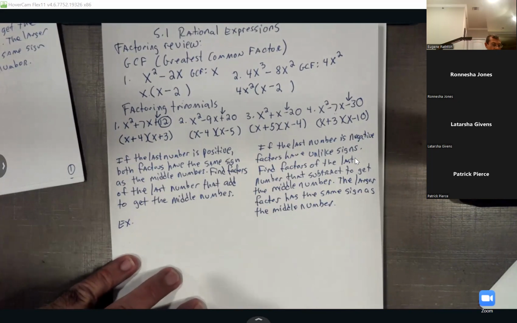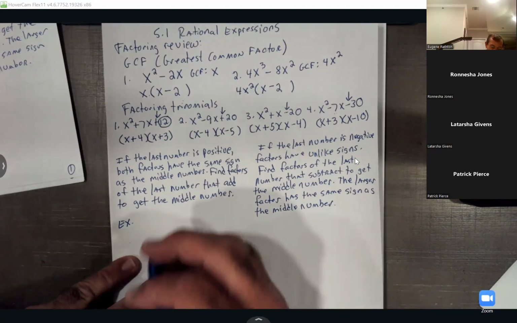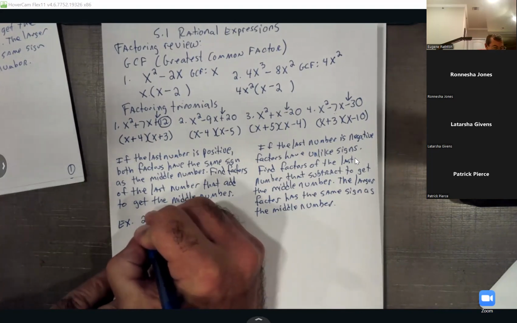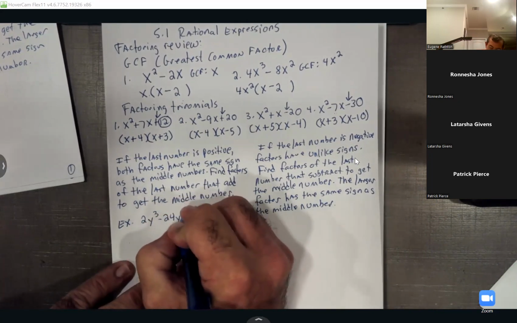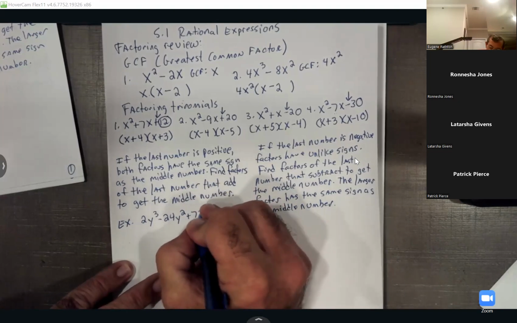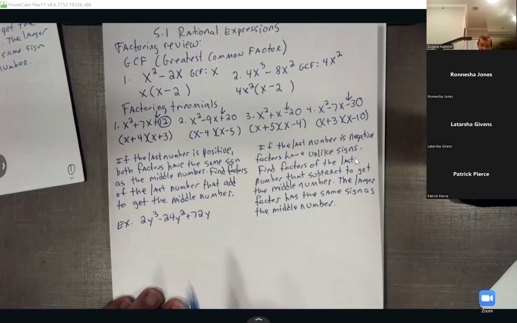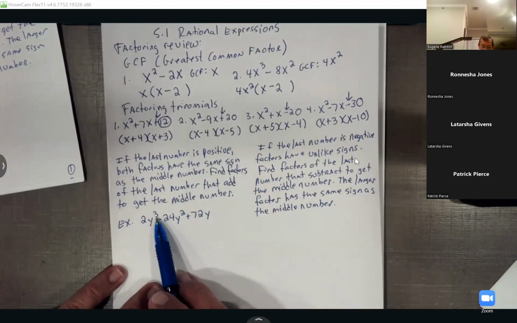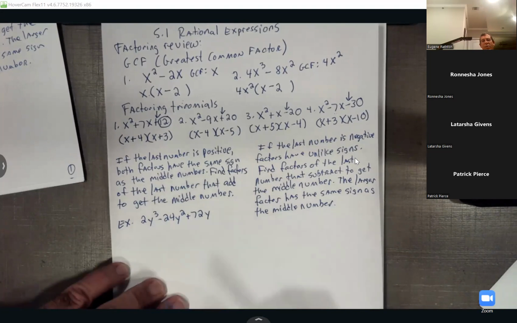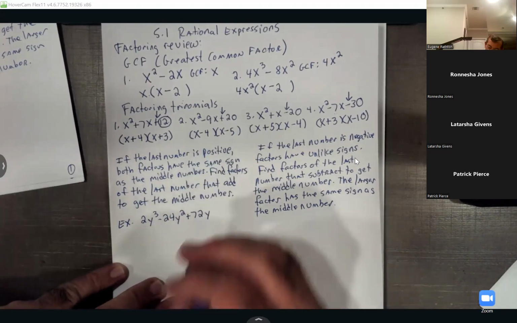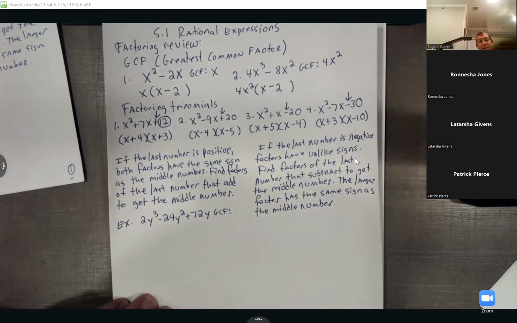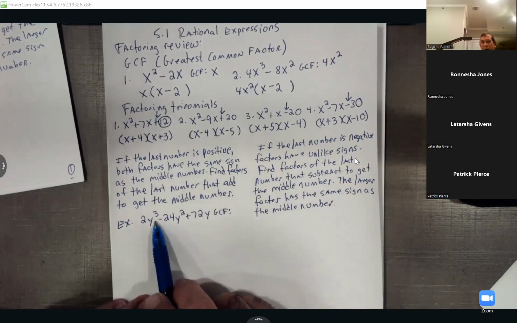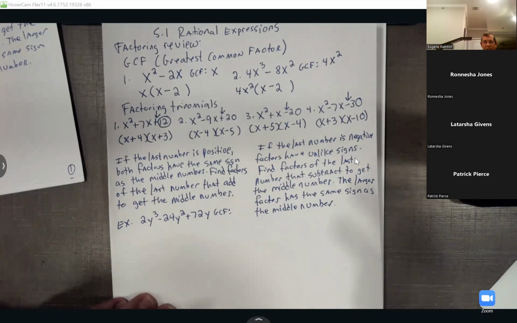So now let me show you one where you got to do everything to it. So I've got me a 2y to the third minus 24y squared plus a 72y. Now it's 3 terms like we did, but guess what? That's a y to the third. So that's too big to actually factor. So the first thing you want to do to this is see if you can factor out a GCF. Anytime these exponents are bigger than 2, I'm looking for some greatest common factors.